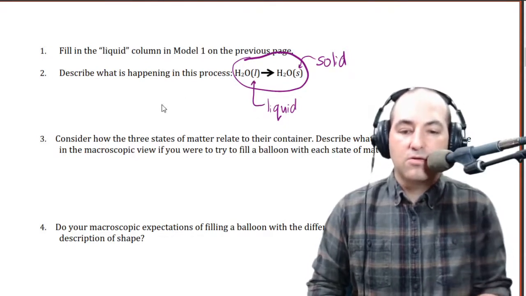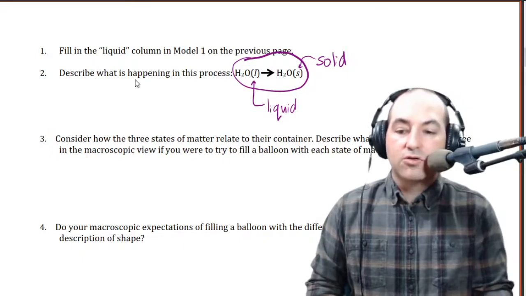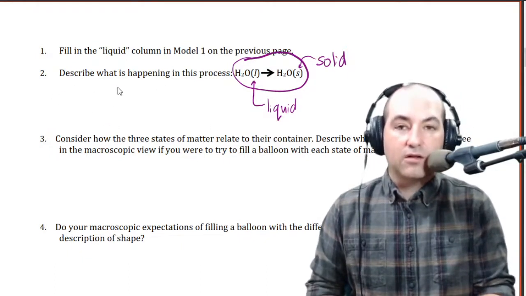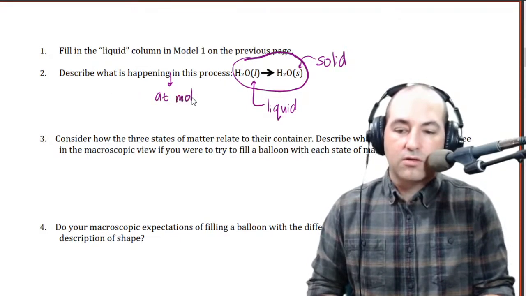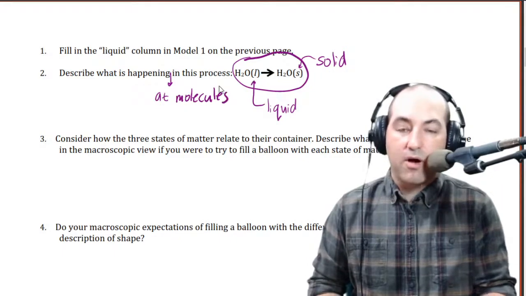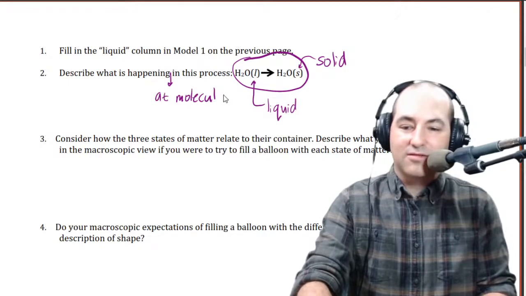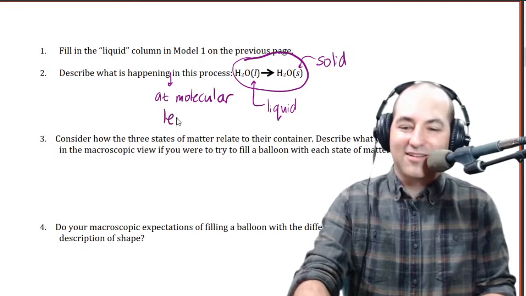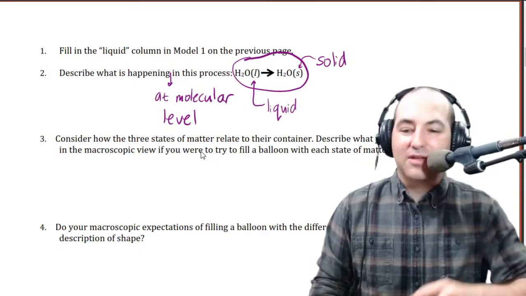And when you describe this on your sheet, please describe it at the molecular level. So what's happening to the actual molecules or the little particles? Sorry, I'm trying to talk and write different things. That doesn't work. Okay. So try to describe that at the molecular level, what's really happening there.